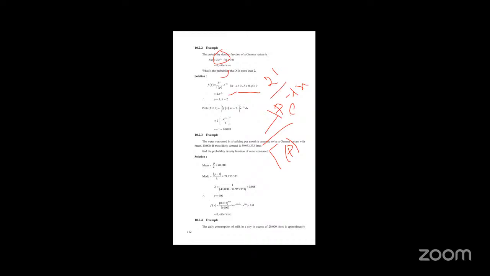Then gamma of p is gamma of 1, which is 1. Then e power minus lambda x, with lambda substituted as 2, gives e power minus 2x. So we got the same thing, and from this we can conclude that p equals 1 and lambda equals 2. They are asking the probability of x greater than or equal to 2, so we need to take the integral from 2 to infinity of f of x dx.